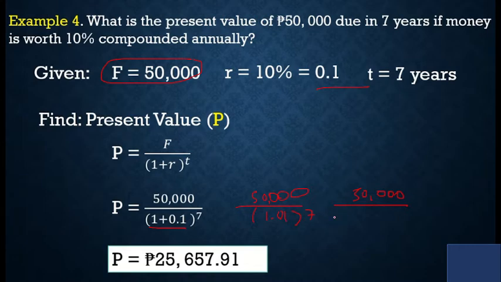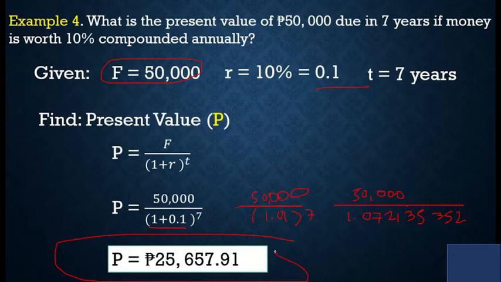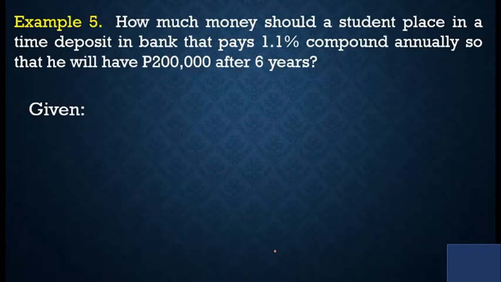So, what is the answer? 1.07213552. Tama? Then i-divide siya. 50,000 divided by 1.07213552. So, the answer is 25,657.91. Okay? Take note ha. Okay. Proceed.